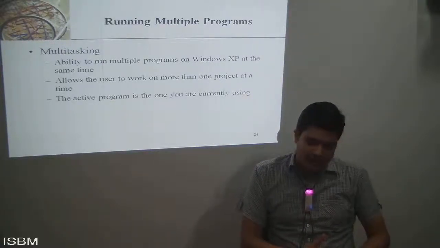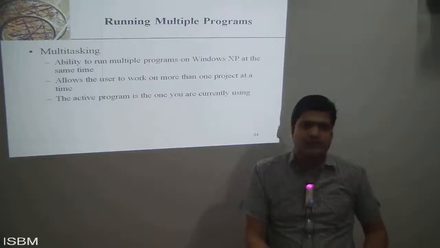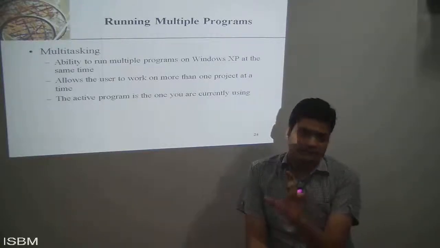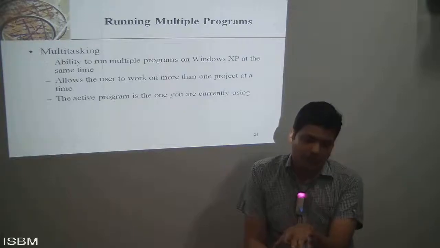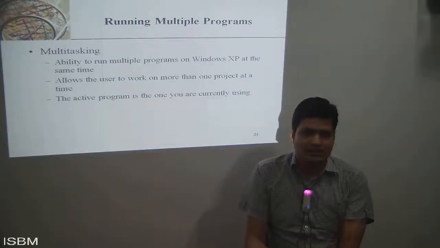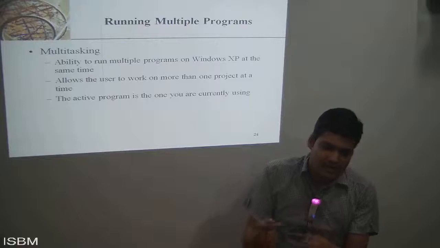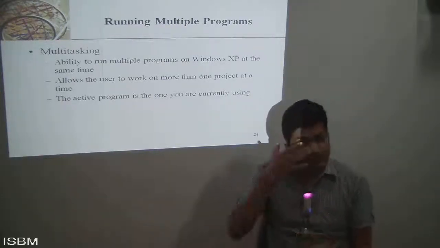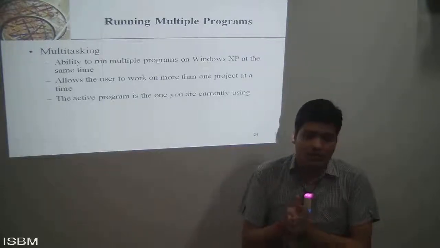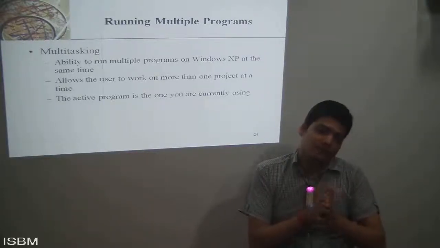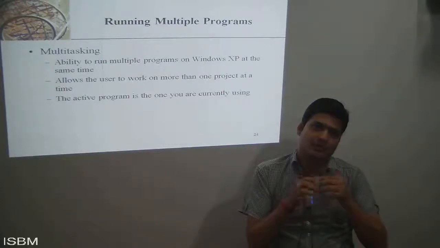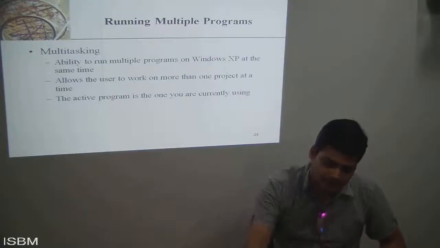I have already told you, just like you can listen to music, you can write something in your Word simultaneously. You can do calculation. You can open your calculator and do the calculation. If you are not using any object, you can minimize that object and do another thing. These are all properties of Windows XP for multiple programs. You can run more than one program at a time.